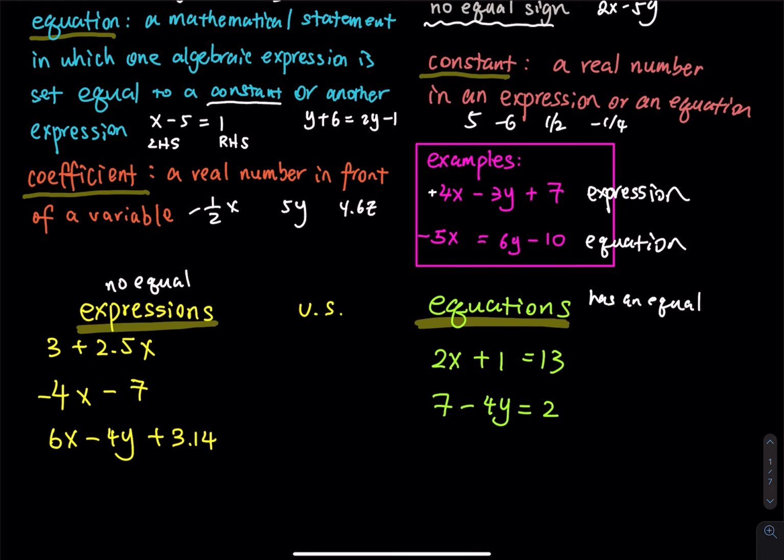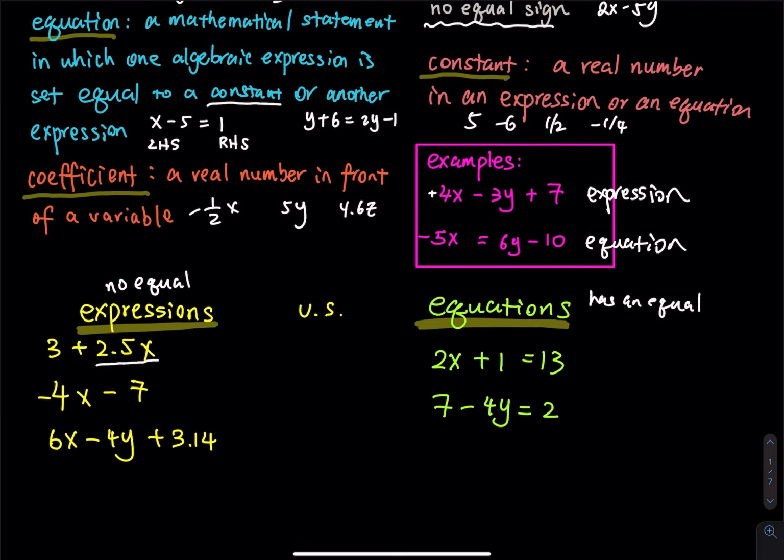And then what about constant term? Constant term is positive 3. Write this down. Algebraic term 2.5x, constant term positive 3. What about variable? The variable is x. What about coefficient? Coefficient is 2.5. All right, so that's the first one.